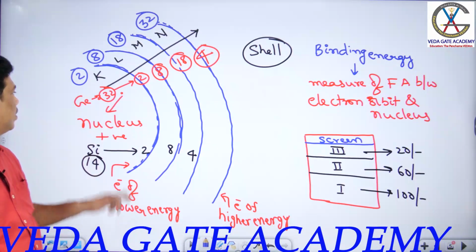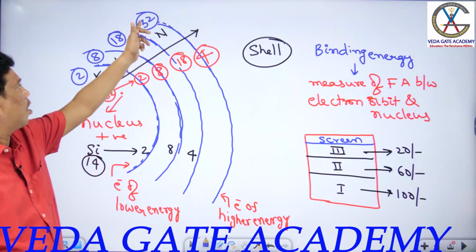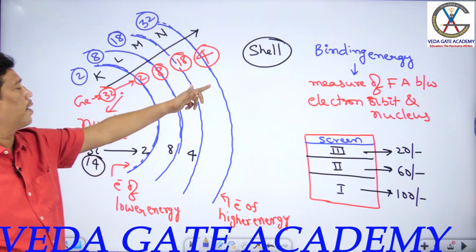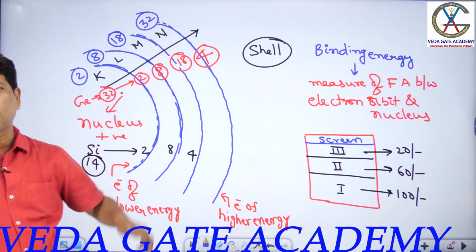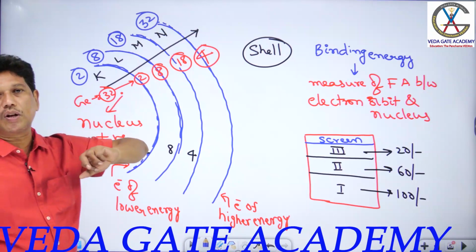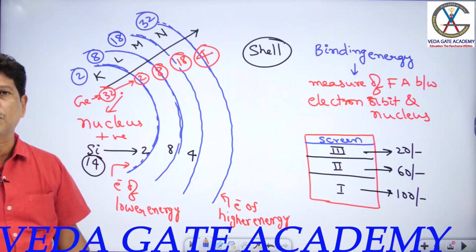Take germanium and silicon. For germanium, the outermost cell is N, so it is incomplete. It has 4 electrons in this incomplete outermost cell, and those are called valence electrons. How many valence electrons are there? 4 valence electrons. That is called tetravalent.